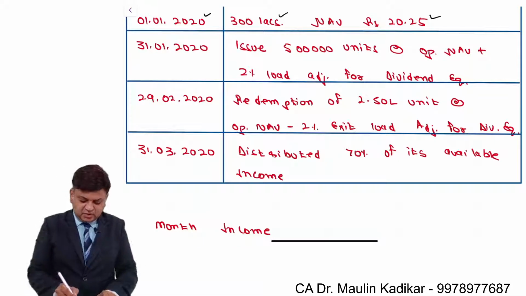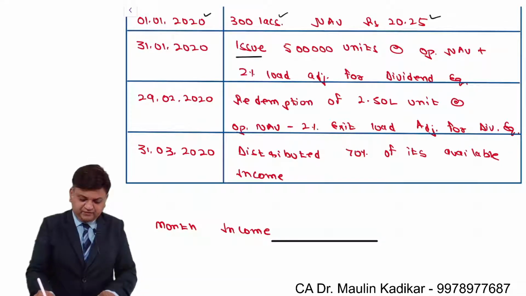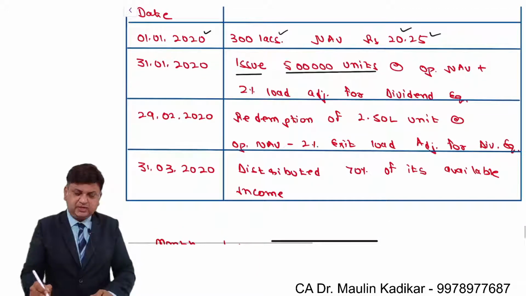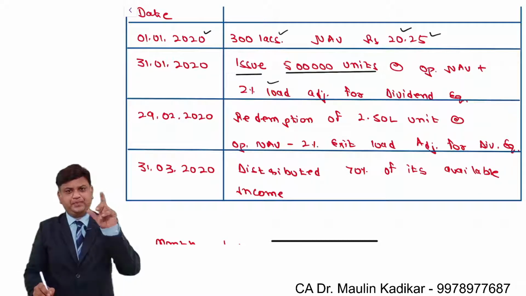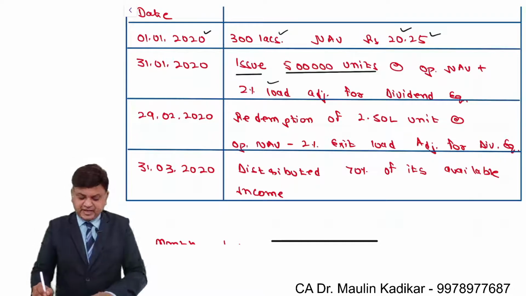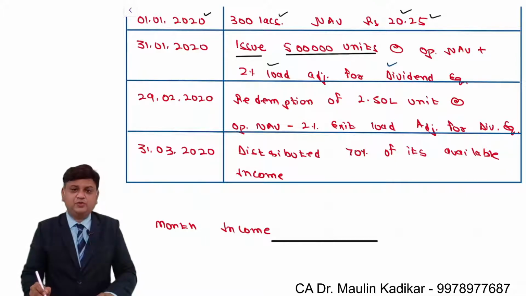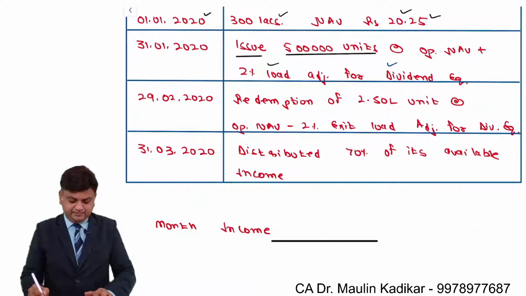The first is on this date, there is an issue of 5 lakh units. It has been given at the rate of opening NAV, that is 20 rupees 25 paise, plus 2% entry load, that is a kind of transaction cost which is required to be paid by the investor, adjusted for dividend equalization. And of course friends, this portion is new for you. How to incorporate the same in the calculation, I will explain to you in the time to come.